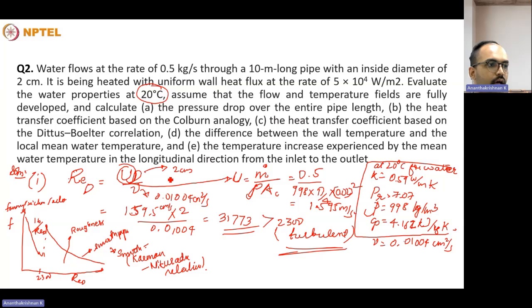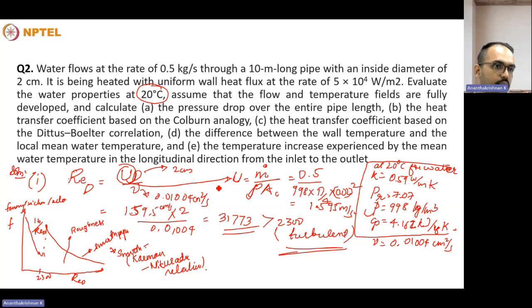This was a long problem. This is a turbulent case. We first validated our assumption that this is a turbulent flow by calculating the Reynolds number, and it was above 30,000. It's above 2,300 definitely.